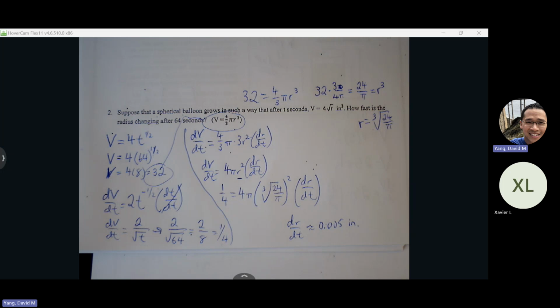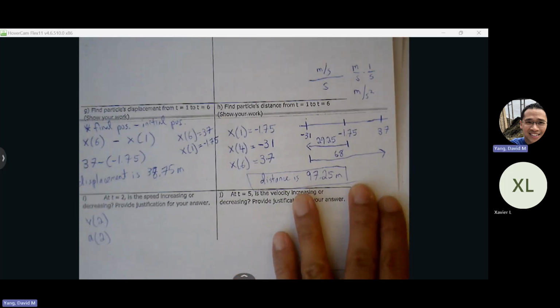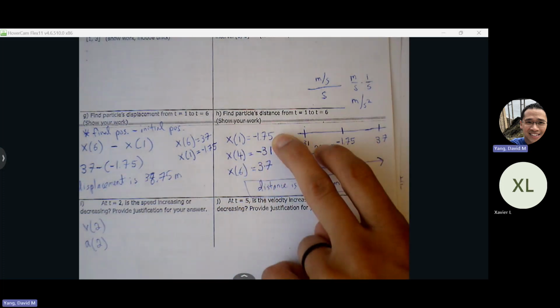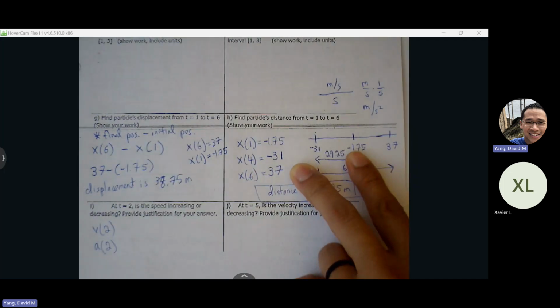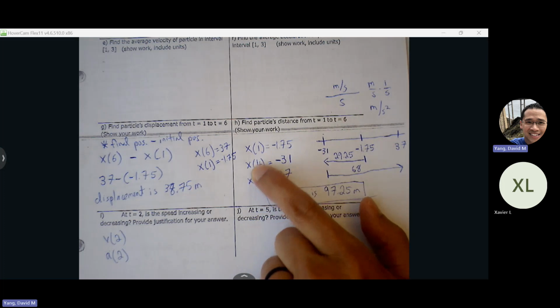Could you find total distance for a particle motion problem? Yeah. This was page 41 that you picked up at the end of class. Do you have this worksheet here? Okay. So to find total distance, you're going to find your locations at 1 and 6, just like how we did with displacement. But we may need an additional location between 1 and 6 if there's a change in direction.